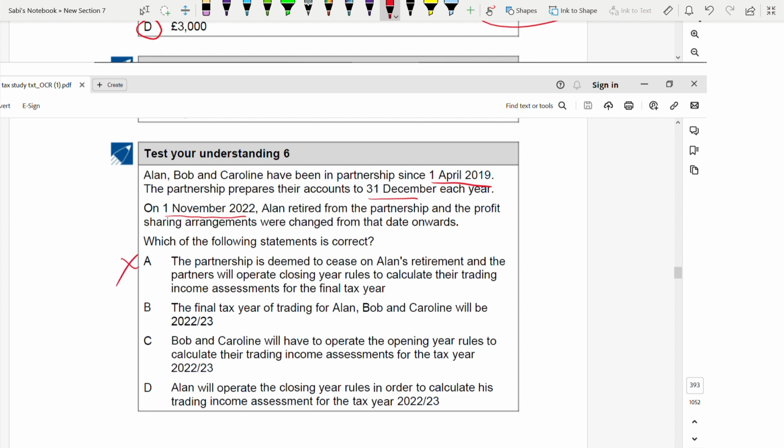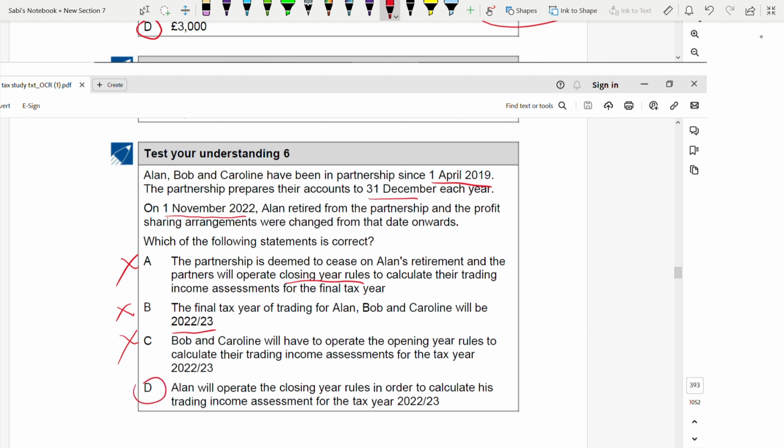A is clearly wrong. Why? Because the remaining partners will not use the closing year rule. It is only for Alan. So it's wrong. B: Final tax year of trading for Alan, Bob and Caroline will be 2022-23. This is wrong again. Why? It's only for Alan. C: Bob and Caroline will have to operate the opening year rules to calculate their trading income for tax year 2022-23. Is it correct? See, when did they start trading? 1st of April 2019. So opening year rule will not apply in 2022-23. This is again wrong. By default, the correct answer is D, but we'll read it.